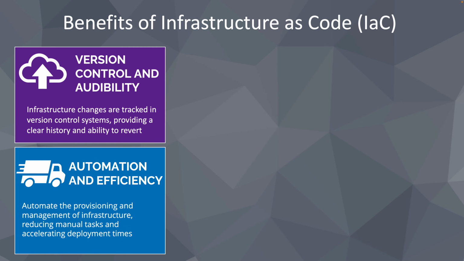Infrastructure as code also enables automation and efficiency. It's going to allow you to automate the provisioning and management of your infrastructure, again, without having somebody go in and click around in the console. This is going to reduce all those manual tasks that are required by human beings, and it's going to accelerate your deployment time because you already have this infrastructure codified, and you can simply push the changes up to your platform of choice and deploy your infrastructure versus having to wait for somebody to go around and click around in the console.